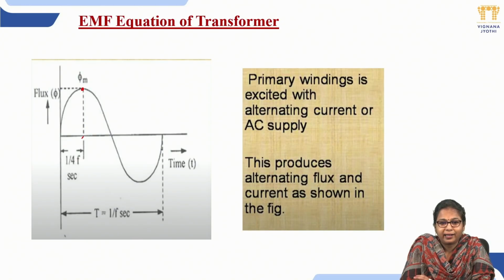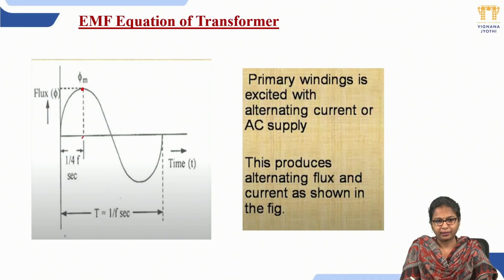This alternating flux will be linking with both the primary and secondary, and we can also say this is the only quantity which is linking with both. As the flux is alternating, as per Faraday's laws, an EMF gets induced in the secondary. We call this a mutually induced EMF. This is how exactly the voltage from the primary gets transferred to the secondary. Whether we want to step up or step down depends upon the number of turns, and that is what we are going to see in this equation.